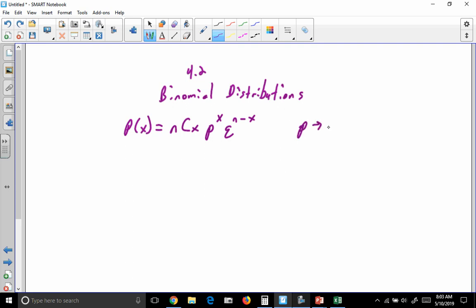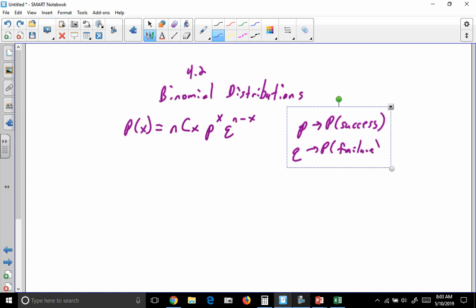p is the probability of success, q is the probability of failure, and p and q are mutually exclusive. If you succeed, you don't fail, or if you fail, you don't succeed. Keep in mind that those are also the only two options. You either succeed or you don't. So when we add those together, they add up to 1, or we could say that q is the complement of p. Failure is the complement of success and vice versa.